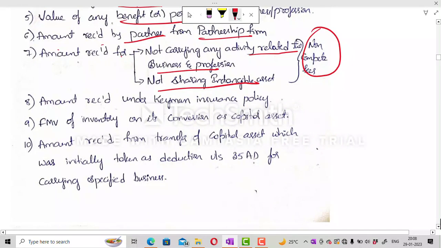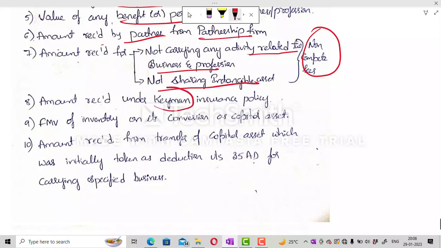Amount received under a key man insurance policy. See, what is a key man insurance policy? Key man means the main important person in the business, by whom the business is running today. If they are not there in the business, we will definitely incur some loss. In order to compensate for that loss, we will take insurance on that person and we will be paying the premium for them only. The business will pay for them and the amount received will be for the business only, because the business only will suffer loss if the key man is not there. So it will receive that amount and it is taxable under PGBP.